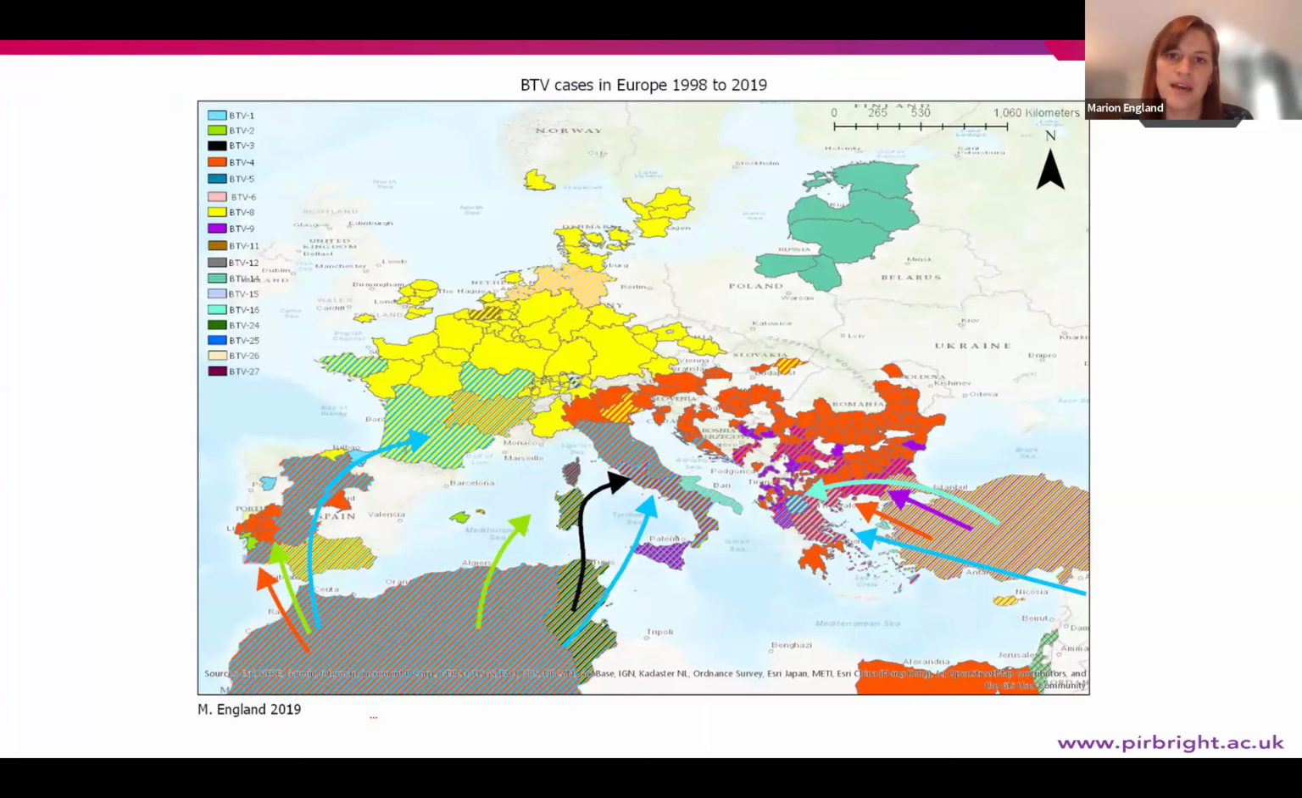So again, this is now a 2019 map. Jumping on another 10 years, again, each different color is a different serotype, and you can see there's so much more going on around the Mediterranean, particularly Italy and Greece and Turkey and the Iberian Peninsula. And we have had a few serotypes popping up into the south of France and those kinds of areas. So it's a very different picture. It's a much more colourful picture than we had pre-1998.